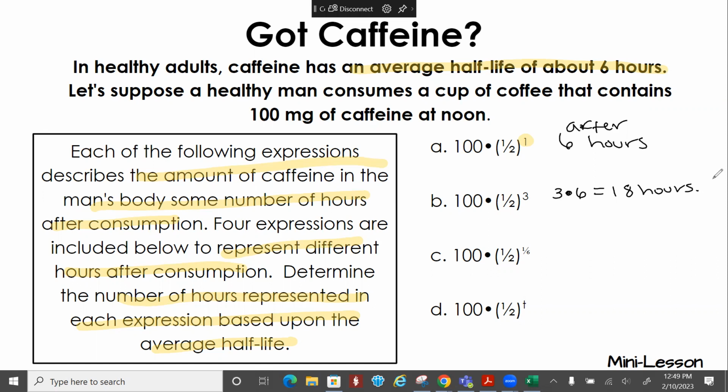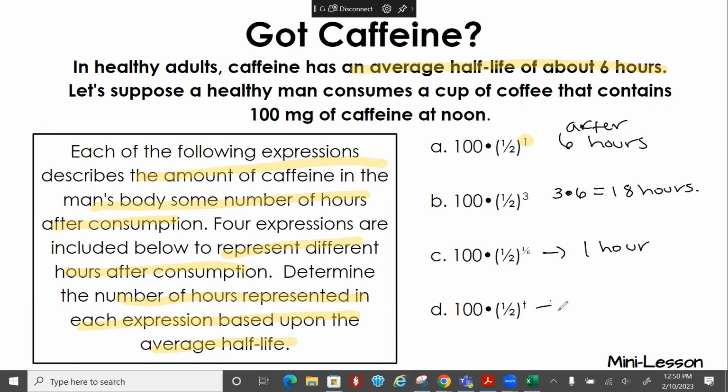Now the next one is a little tricky. It says 1/6. So what is that talking about? 6 divided by what? Okay, so that would be 1 hour. There you go. So that's going to be 1 hour.